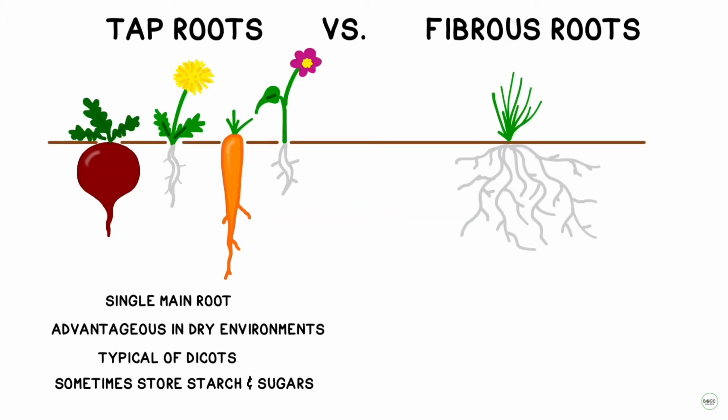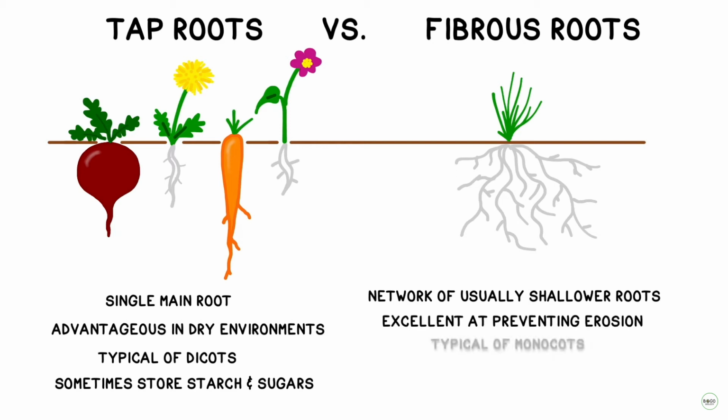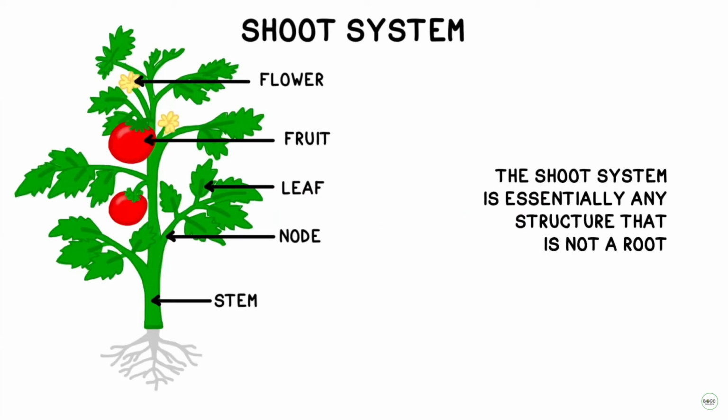Fibrous roots have a network of smaller roots that protrude outwards, usually at a much shallower level. These can be excellent at helping to prevent soil erosion and are typical of monocots such as grasses. Now let's move on to the shoot system, which consists of stems, leaves, fruits, and flowers, or basically any structure that is not a root.